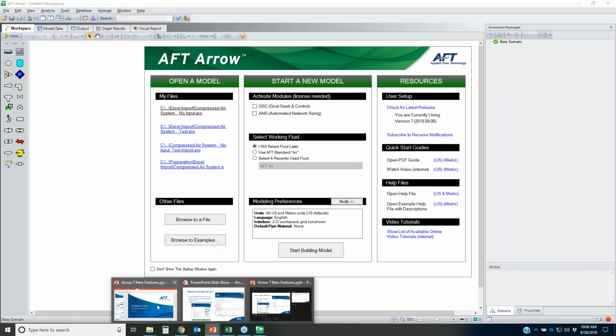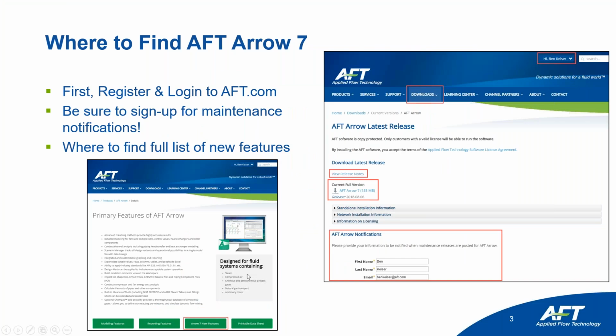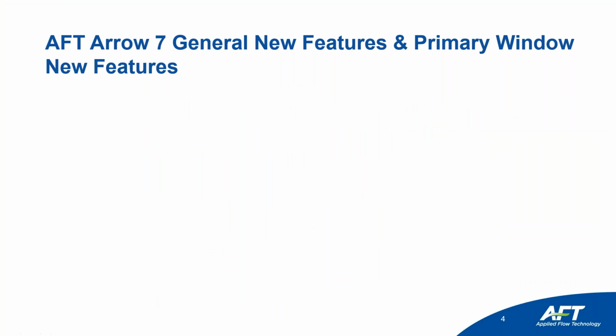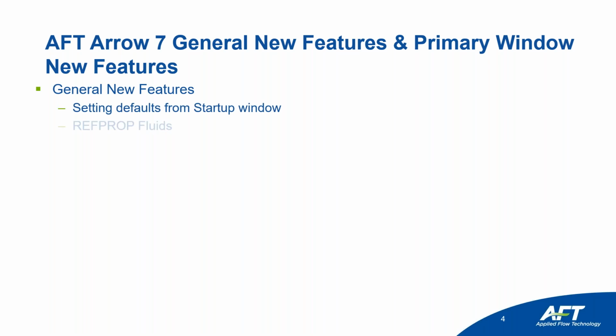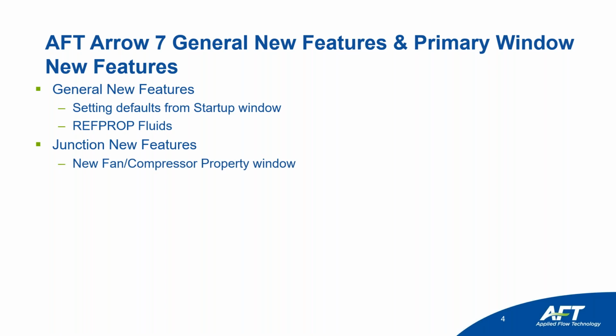All right, back to this here real quick. I'm going to go over the key new features today. I'm not going to cover every single one of them, only a few. Some general new features I'm going to talk about: setting defaults from the startup window, ref prop, and some Junction new features. We've redesigned the fan and compressor property window, so you'll get to see what that looks like.